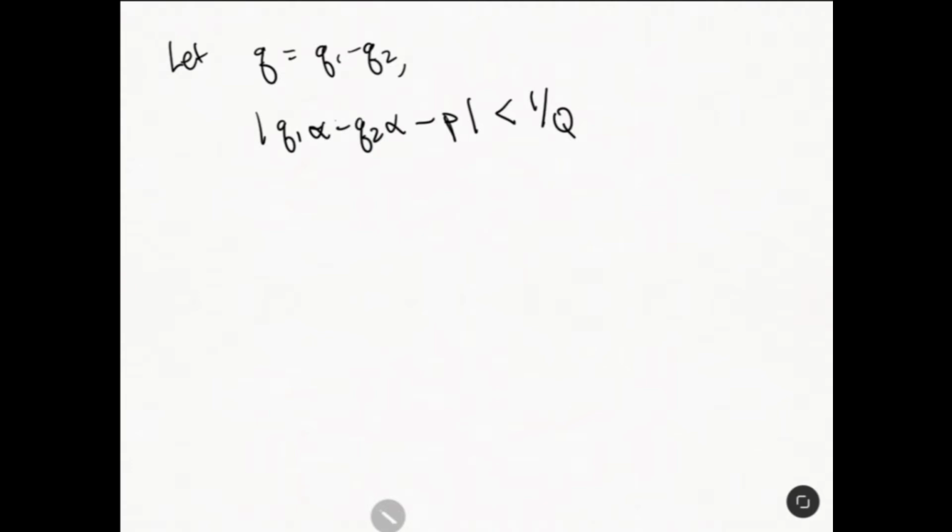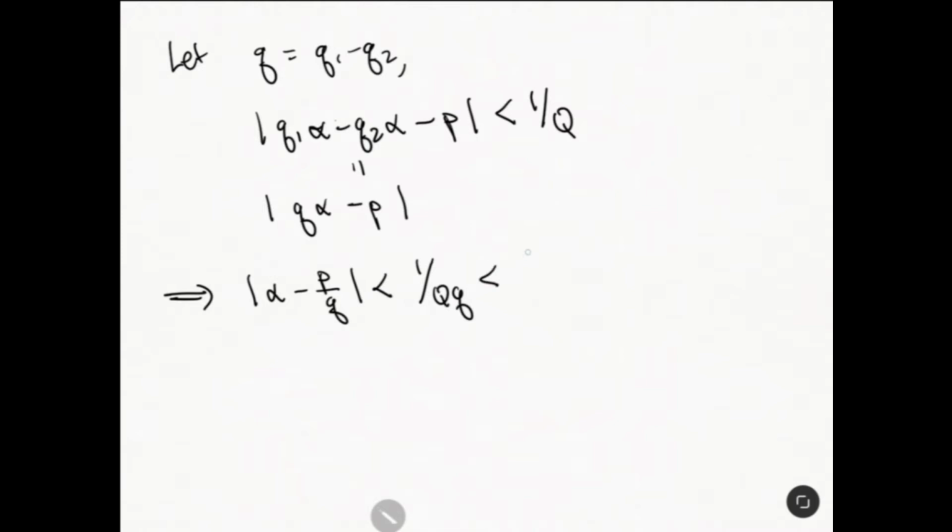So this guy here is equal to q alpha minus p. This tells us that alpha minus p over q, dividing by q, is less than 1 over q, and this is less than 1 over q squared.